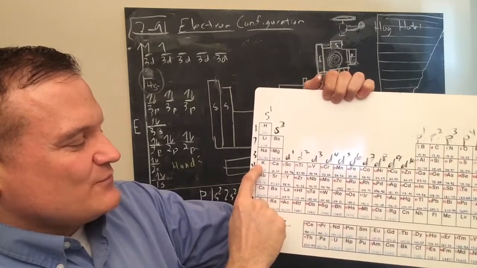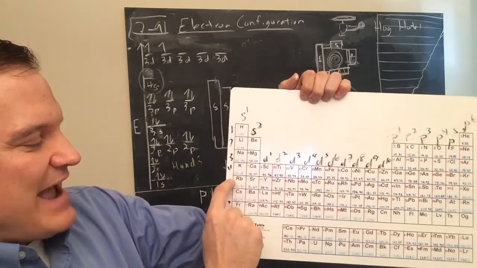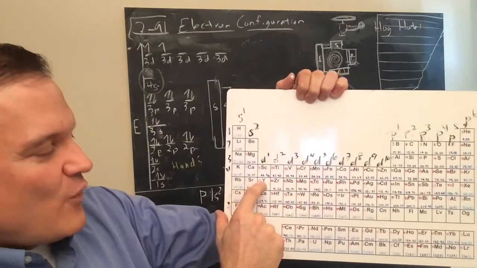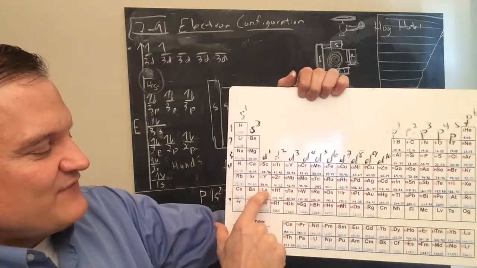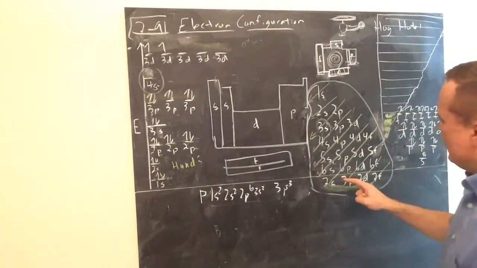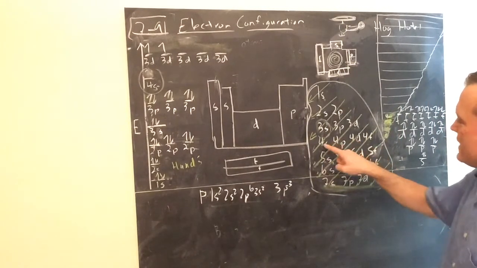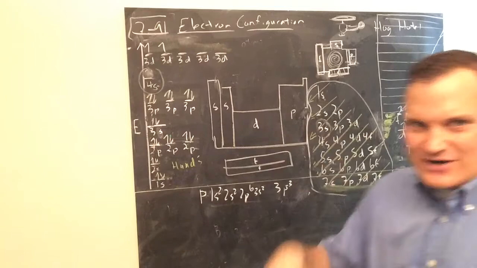After 4s1, 4s2, then comes 3d1. But guess what? After 5s comes 4d, 6s, 5d, 7s, 6d. So after the s's, you're always going to go like 5s to 4d, 4s to 3d. And I'll talk about the F in a minute.